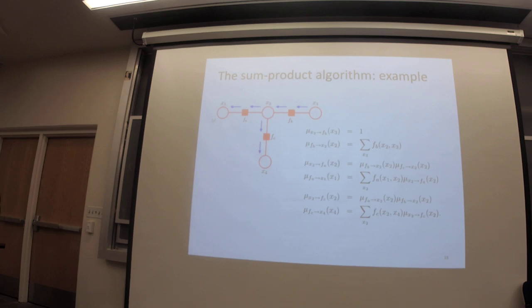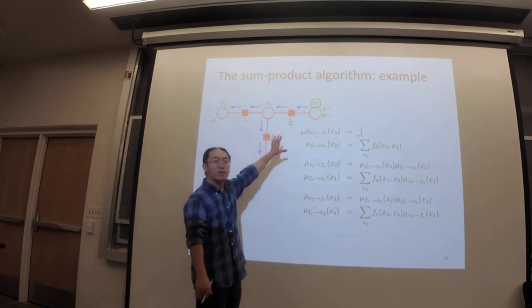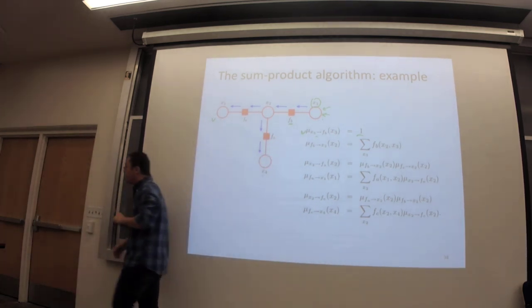We're going to first calculate the message from the root node to its first child, which is fb, right? So this is a message from x3 to fb. So again, this is kind of the initial case, which is just 1. Why? Because according to the rule, you have to multiply all the messages incoming to x3, right? But unfortunately, x3 is a root, so there is no other incoming message to it. So it's just 1.